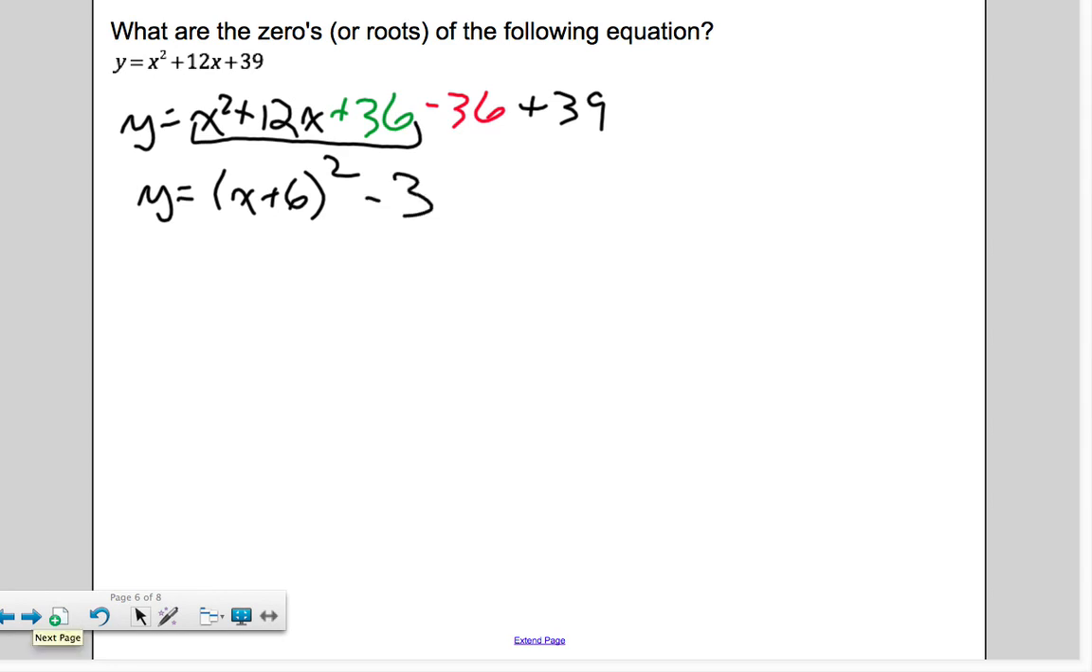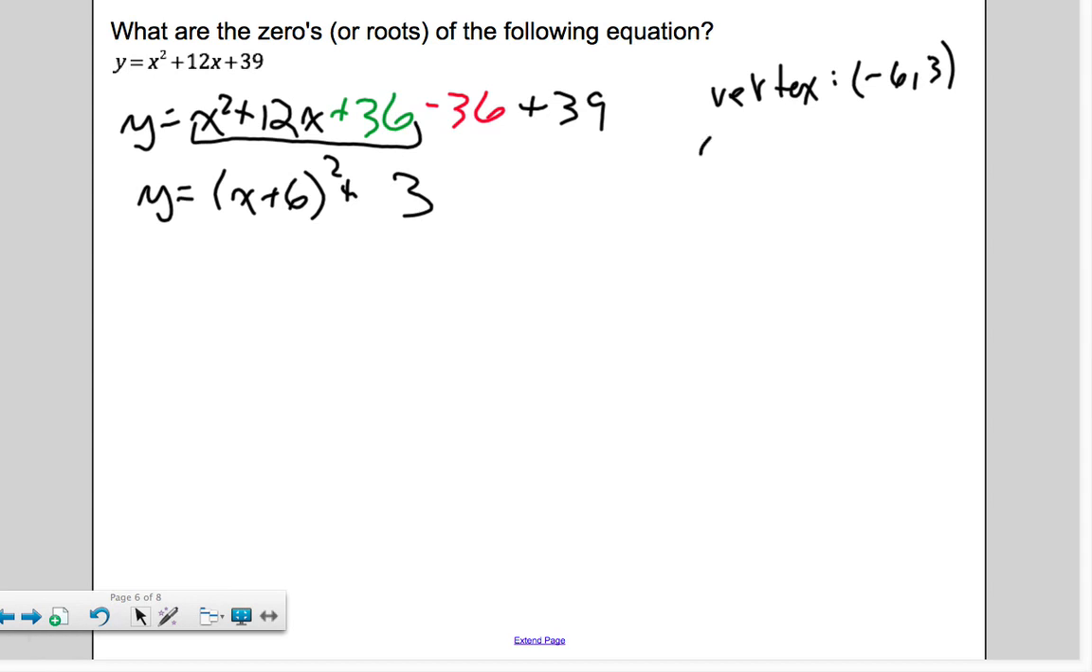So from here, what's the vertex? Minus 6, minus 3. It's plus 3. The vertex is minus 6 comma 3. Oh, sorry, yes, it's plus 3. I was jumping the gun. So it's x plus 6 squared plus 3, and our vertex is negative 6, 3.